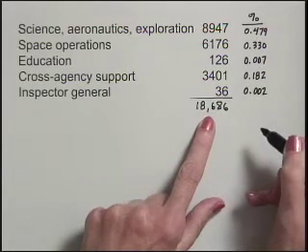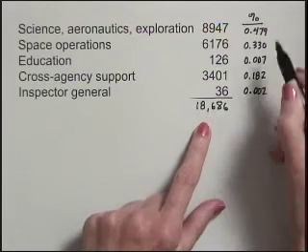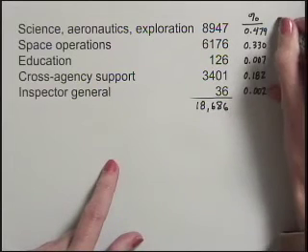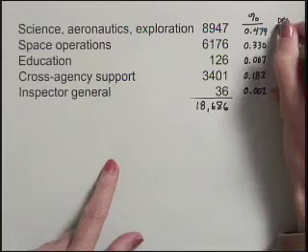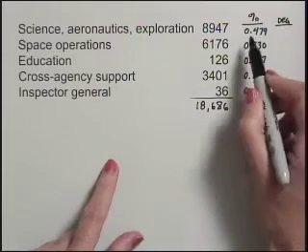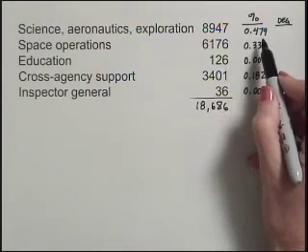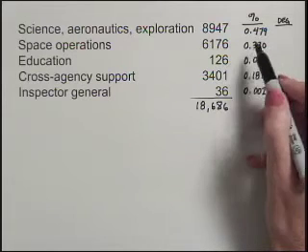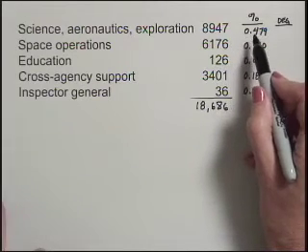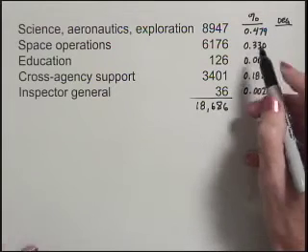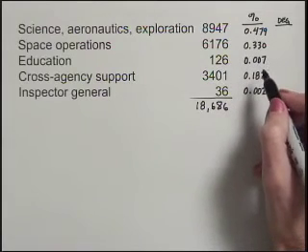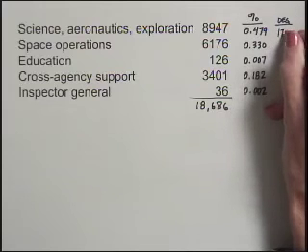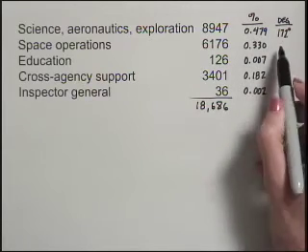0.2% for inspector general. We want to take these values and come up with the degree measure that's going to be necessary on our circle. Well, we can take each of these and multiply times the number of degrees in a circle. That is 360 degrees. So if we take a calculator and multiply 0.479 times 360, we end up with a value that can be approximated as 172 degrees. Now that should make sense to you.